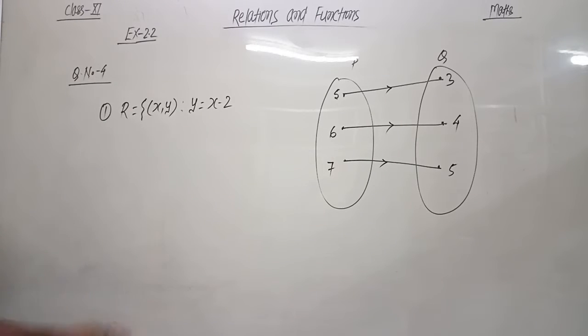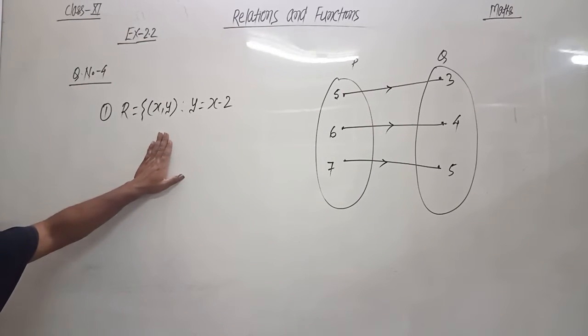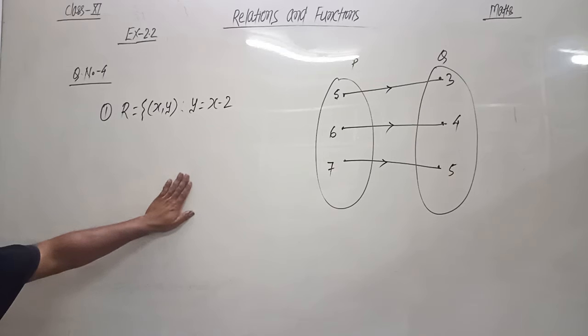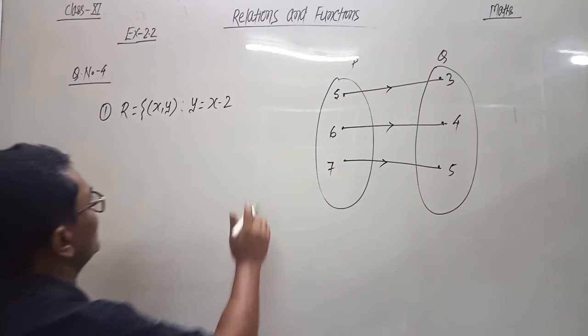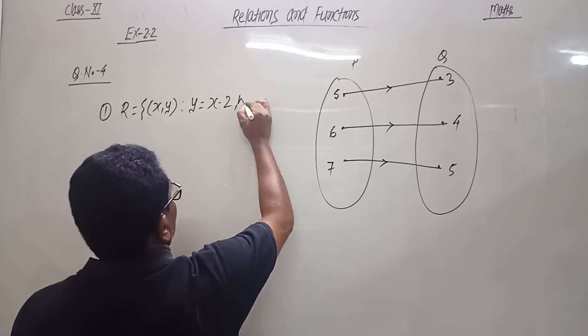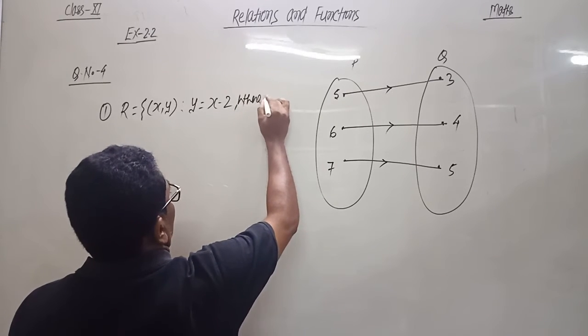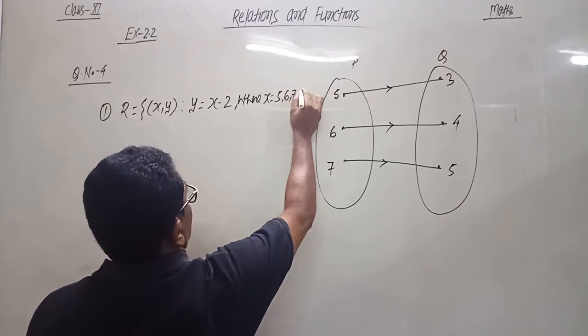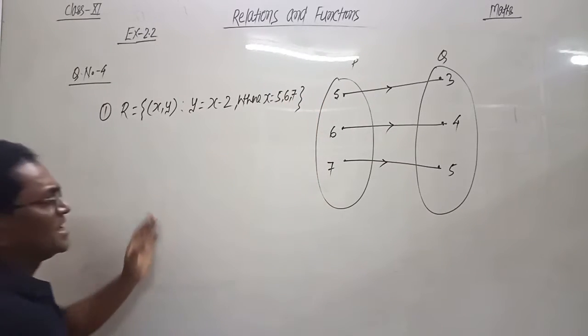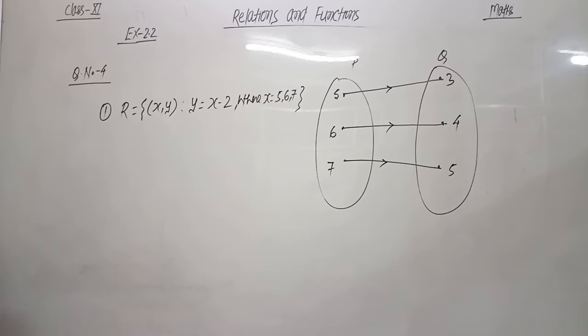So the relation is defined in set builder form: R equals (x, y) ordered pair such that y equals x minus 2, where x equals 5, 6 and 7. So this is the relation written in set builder form.